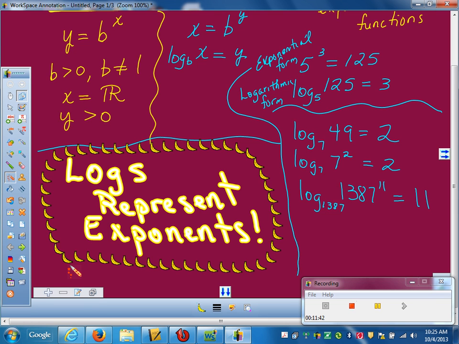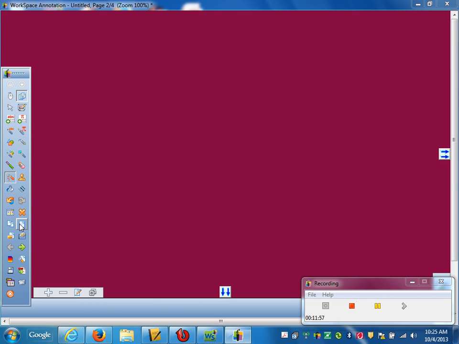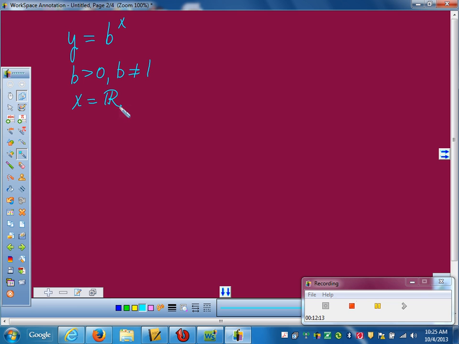Okay, that's key right there. Logs represent exponents. Now I need to make a couple connections for you between what we just did, but I ran myself out of space. This is what we had decided moments ago. In exponential form, the base had to be positive and it couldn't be 1. You told me x could be any number, and you told me y could only be positive.